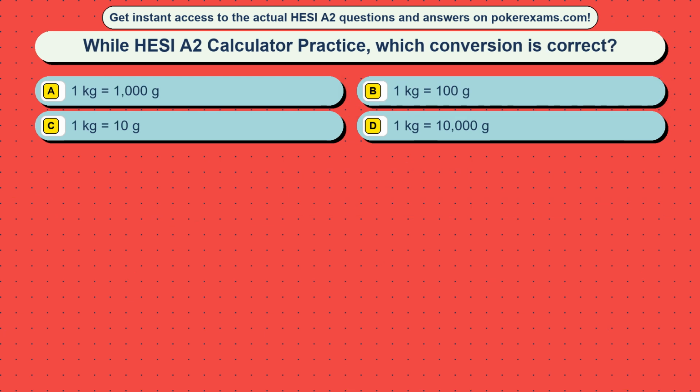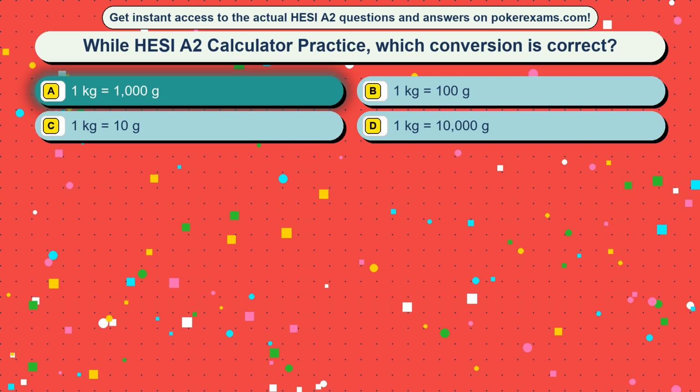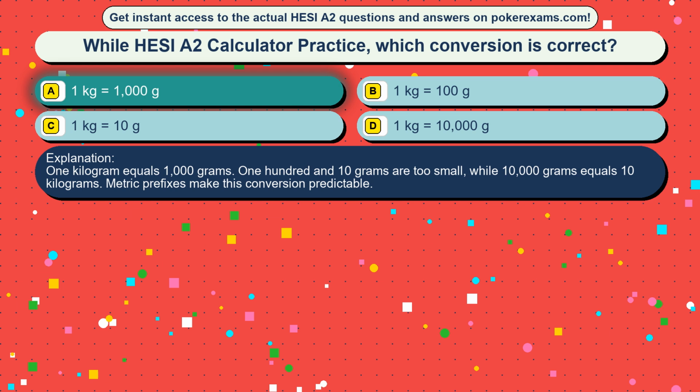Question 17. While HESI A2 calculator practice, which conversion is correct? Option A, 1 kg equals 1000 g. Option B, 1 kg equals 100 g. Option C, 1 kg equals 10 g. Option D, 1 kg equals 10,000 g. The correct answer is option A, 1 kg equals 1000 g. 1 kg equals 1000 grams. 100 and 10 grams are too small, while 10,000 grams equals 10 kilograms. Metric prefixes make this conversion predictable.